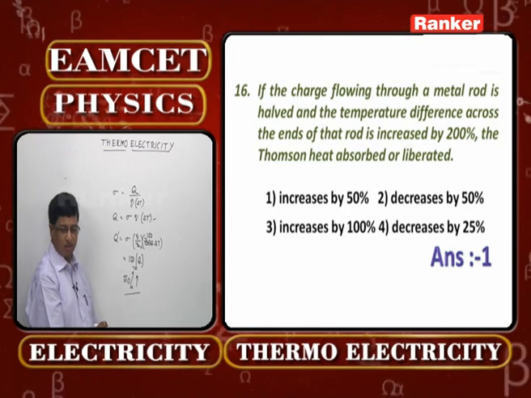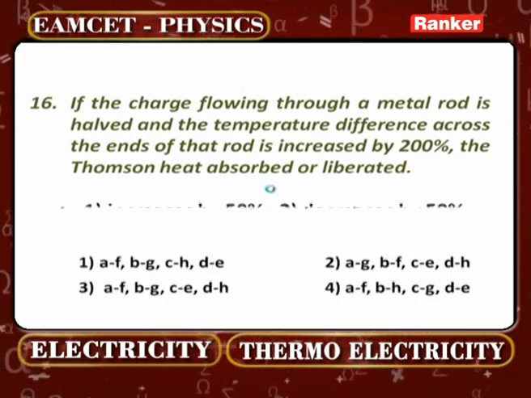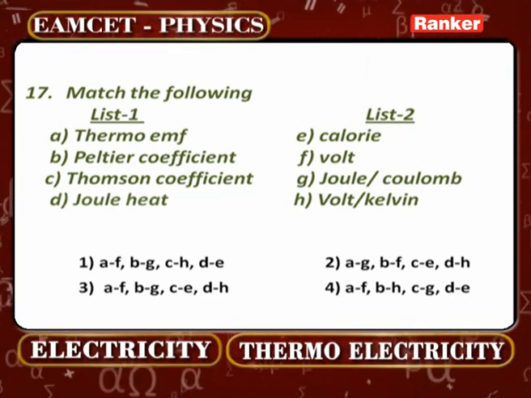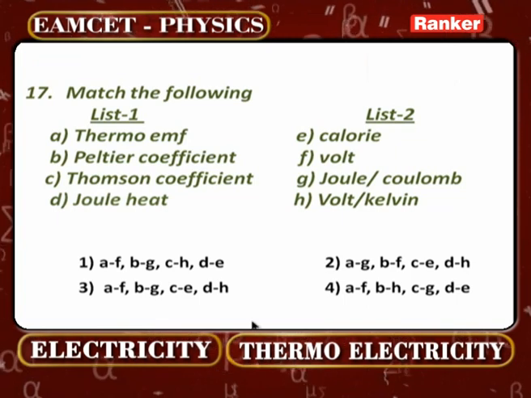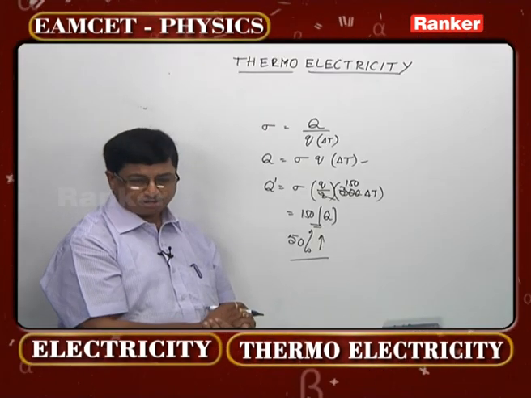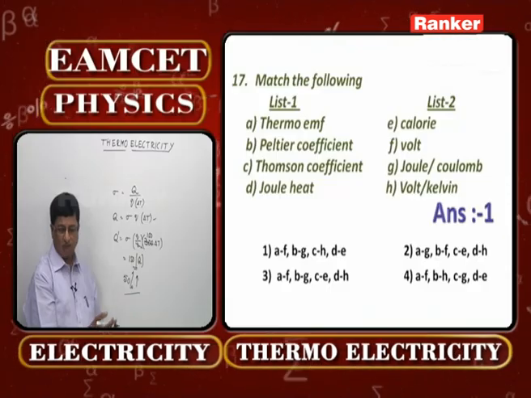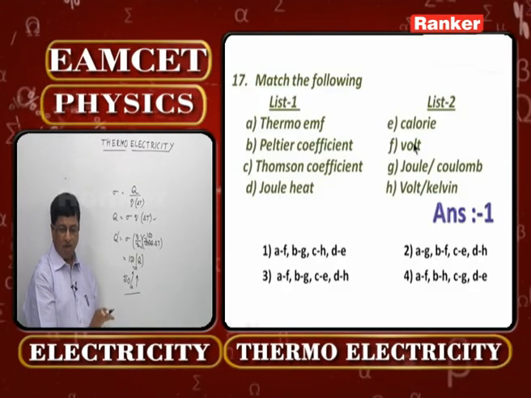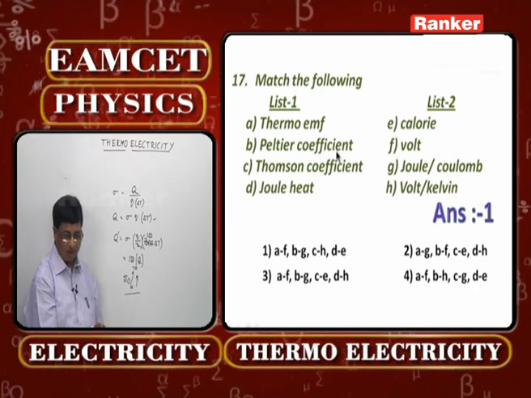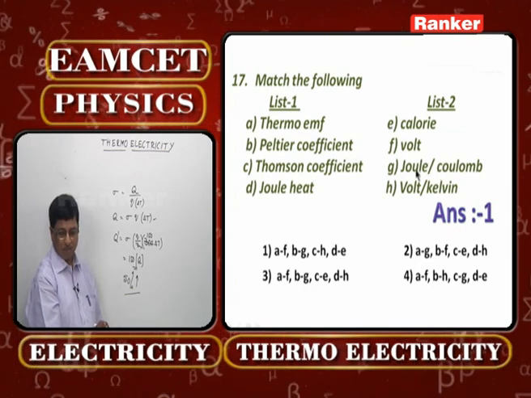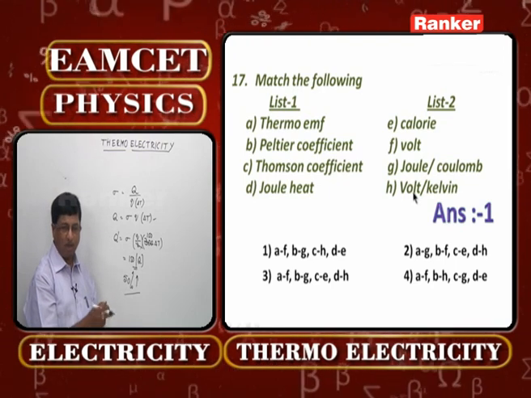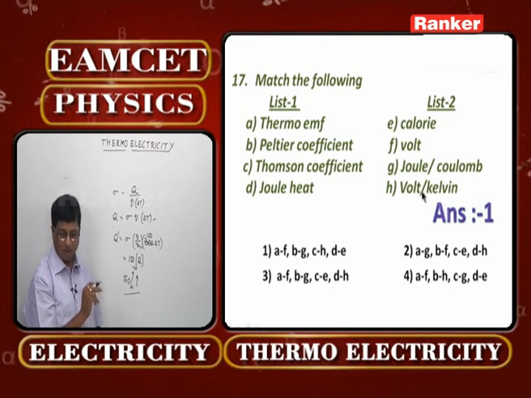Look at the next one, that is problem number 17. Match the following. He is just asking you, list 1, of course he has given few physical quantities. List 2 he has given some units. Same question has been given in one of the EAMCET papers earlier. Thermo EMF. EMF will always be in volt. Peltier coefficient, that also can be in volt, but he has given one more thing over there, that is joule per coulomb. Thomson coefficient. Thomson coefficient can be taken joule per coulomb per Kelvin, otherwise volt per Kelvin.